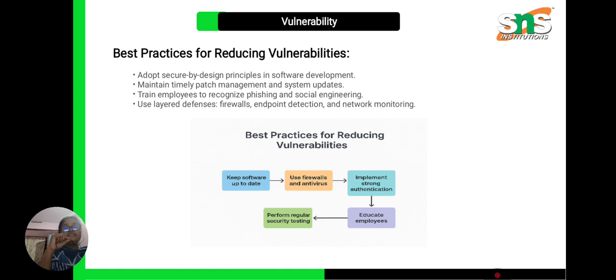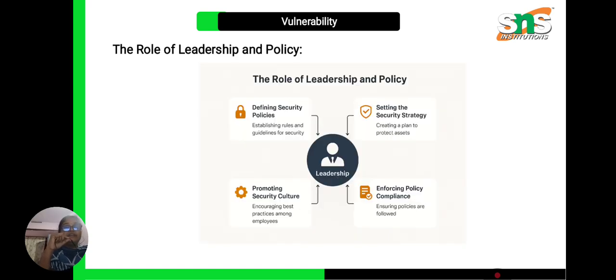Next we are going to see the role of leadership and policies, which is classified as defining security policies, setting the security strategy, promoting the security culture, and enforcing policy compliance. Leadership and policies play a vital role in vulnerability management, providing clear policies, strong governance, and management support that are necessary to enforce the security practices and ensure compliance too.